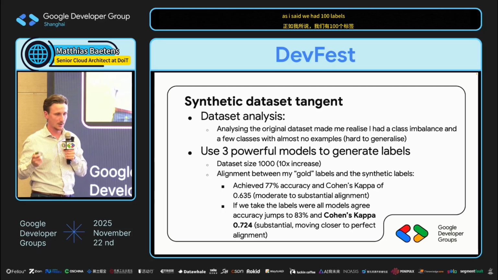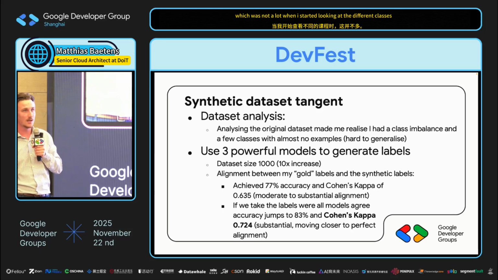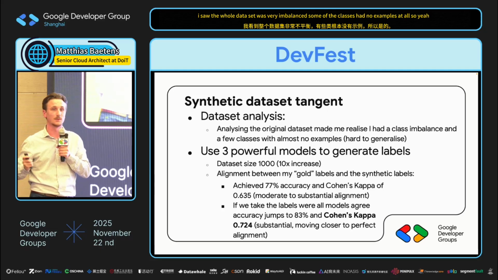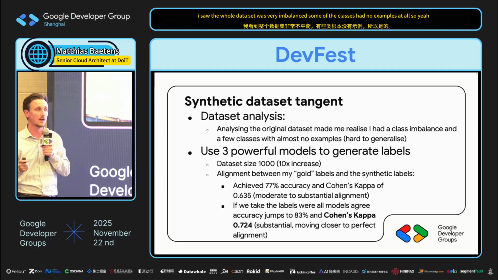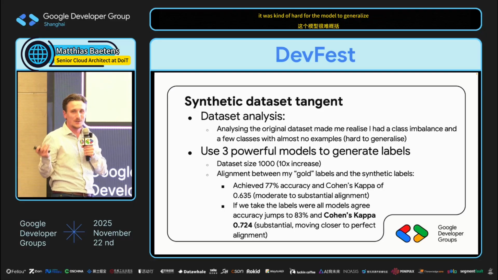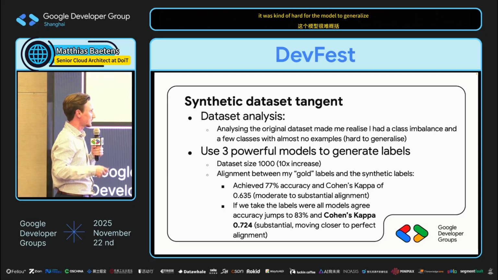As I said, we had 100 labels, which was not a lot. When I started looking at the different classes, I saw the whole data set was very imbalanced. Some of the classes had no examples at all. So it was kind of hard for the model to generalize.